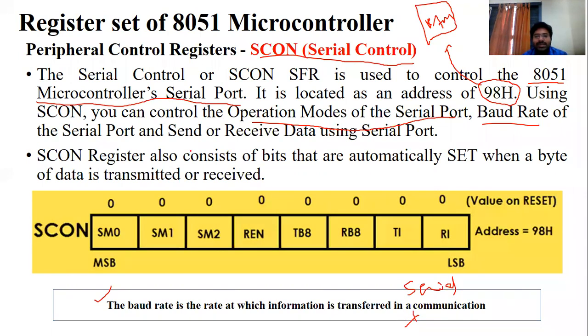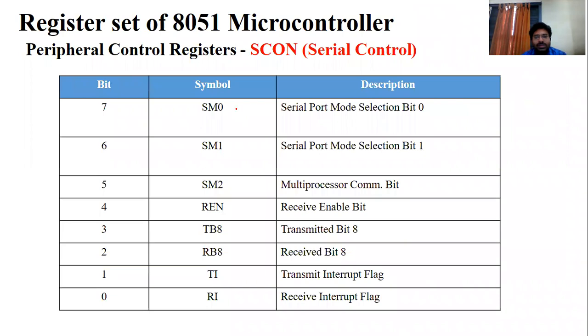That is, you can send and receive data. How much speed you can send the information, how much speed you will get the information. So you can control the data transfer speed, and at the same time you can control the different modes of that serial communication. That is done by these three modes. The remaining you will see in each and every bit.